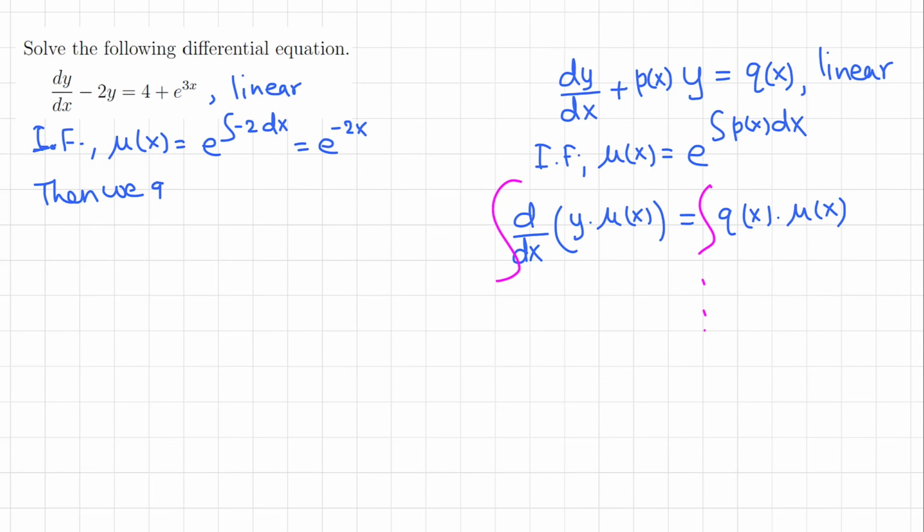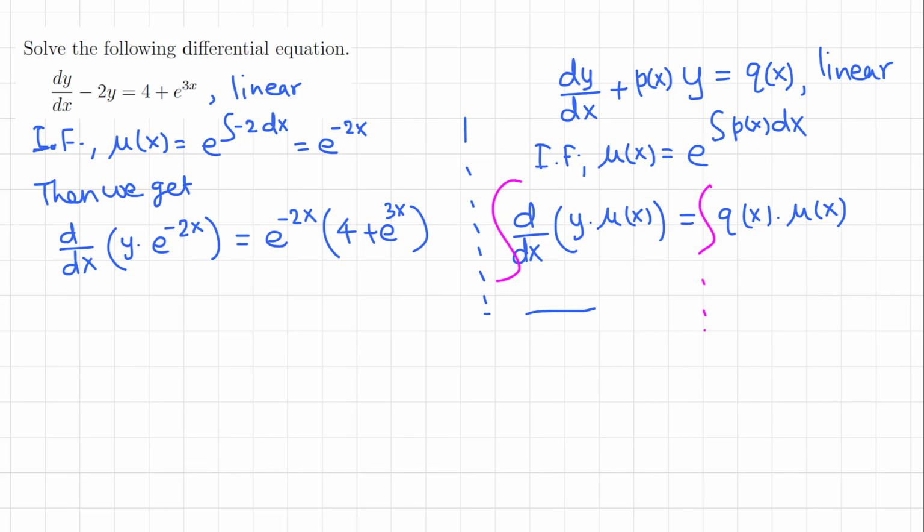Then we get the left hand side, which is the derivative of the dependent variable times the integrating factor, equals, let's multiply the right hand side by this integrating factor, 4 plus e raised to 3x. And this one is fine.